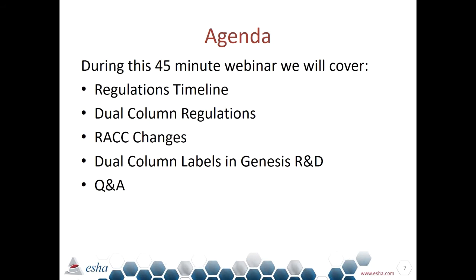For our agenda, we will take about 45 minutes to cover the topic. We'll start with the timeline for compliance. We'll move into detailed information regarding the dual column regulations. We'll talk about how RACC changes could potentially affect the need for a dual column label, and we will show how to create a dual column label from a single recipe in Genesis R&D. My colleague Ben will be showing you that. And as always, we'll leave some time for questions and answers. As a reminder, this webinar is recorded, and we'll be sending out the recording with any questions we didn't get to within the next day.